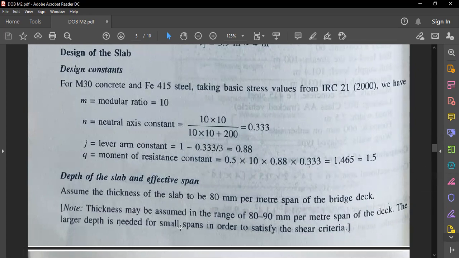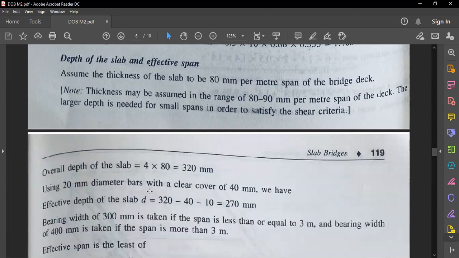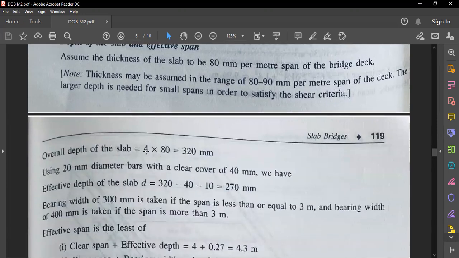The larger depth is taken for smaller spans in order to satisfy the shear criteria. Shear will be maximum near the support. So for smaller deck slabs, what happens? The support will be exactly colliding there, so larger depths will be taken for that. For 4 meter, the overall depth of the slab is 4 into 80, that is 320 mm.